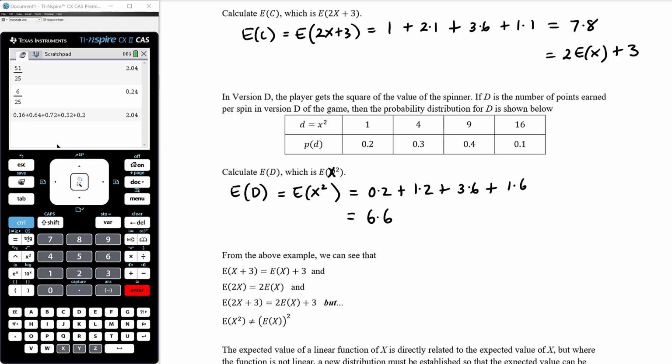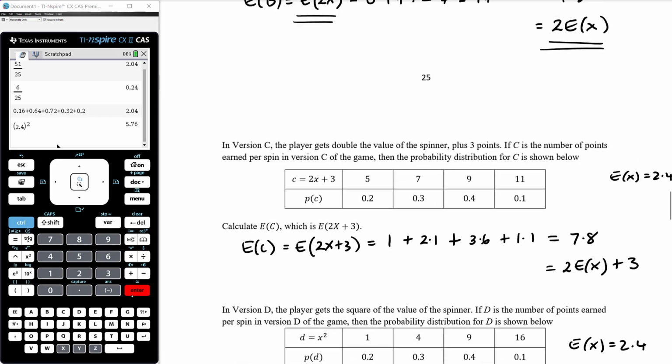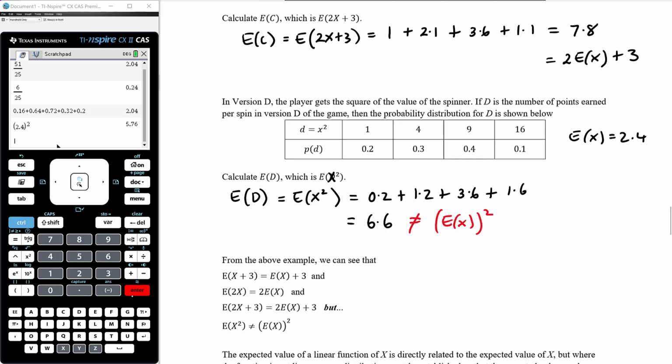Okay, so our question is again, what was the expected value of x? It was 2.4. So if we do 2.4 squared, we get 5.76. We don't get 6.6. So this one does not equal the expected value of x squared. Okay, so where it was quite easy in these previous examples, it's not as easy here.